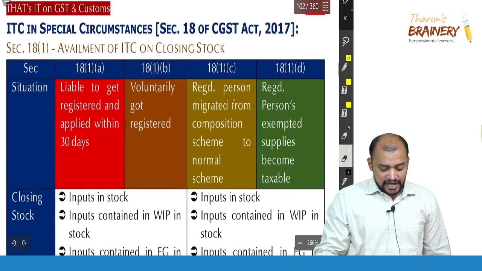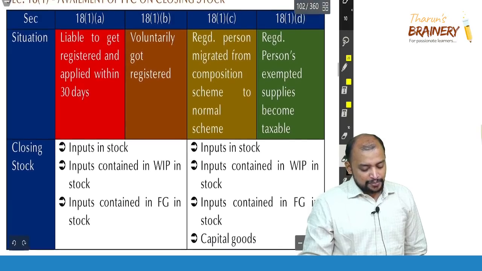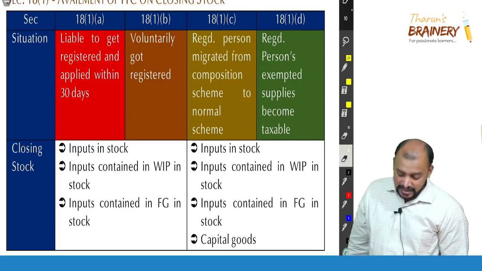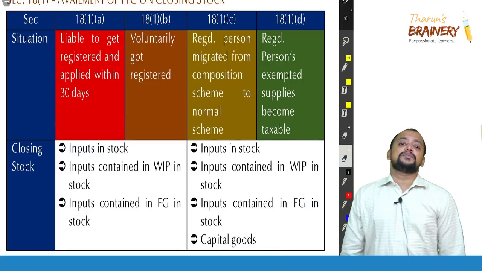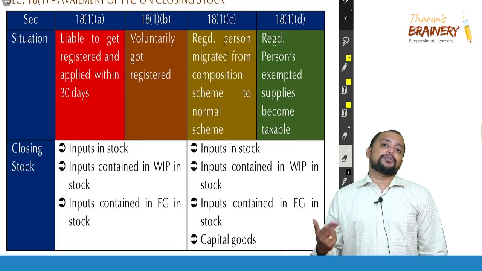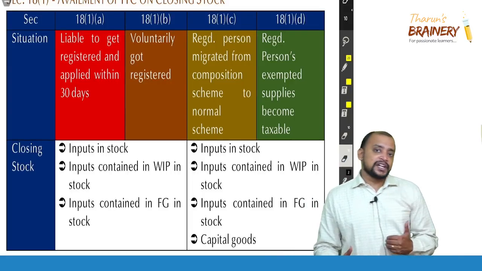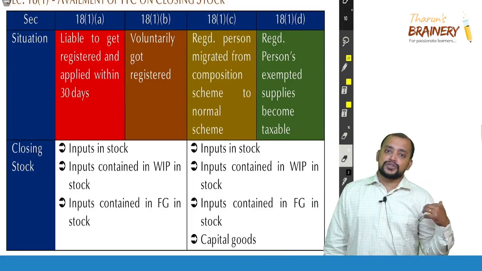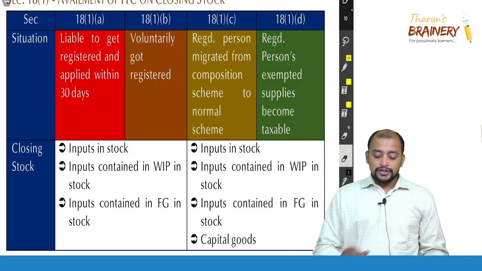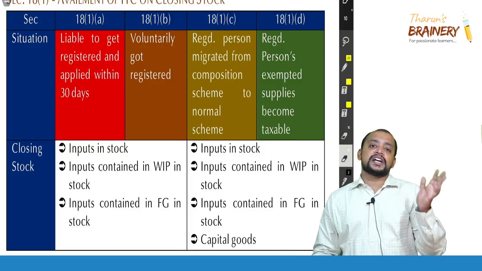Whereas suppose that person voluntarily got registered, that is 18.1b. What does 18.1b say? When a person voluntarily makes application for registration, he is liable to pay GST from the date when he gets the registration certificate. Say today he got the registration certificate; as on yesterday, whatever is the closing stock, the GST paid on that can be taken as credit. Same logic. So the date alone differs, the situation differs. The remaining concept is the same between 18.1a and 18.1b.